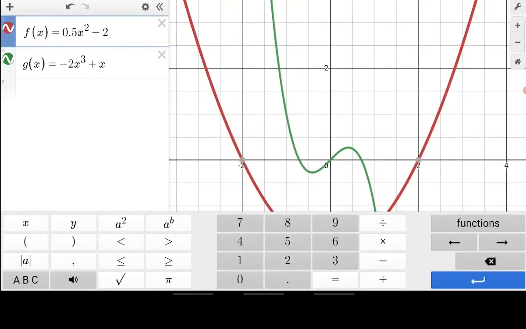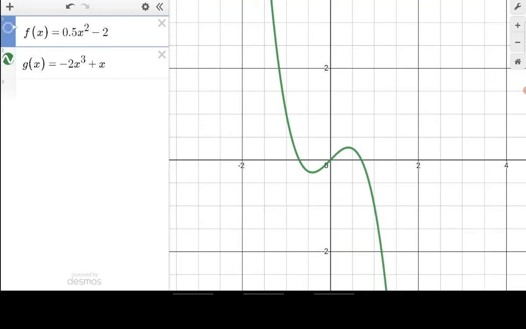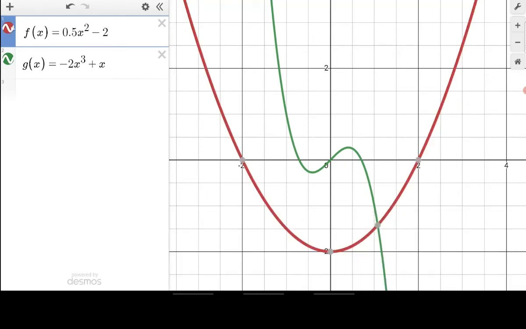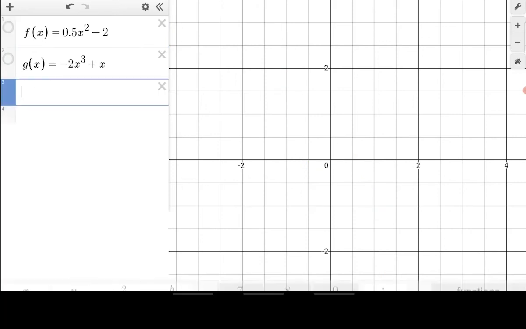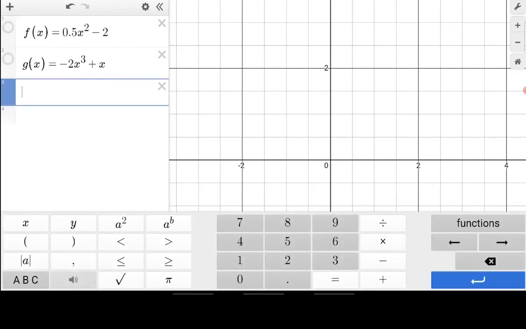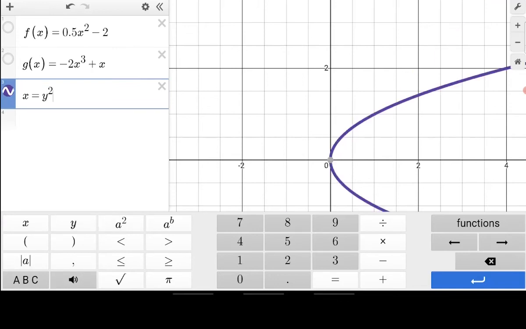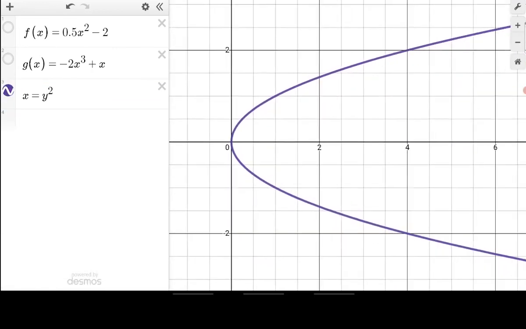It might be easier to see the functions on their own. If you do want to display or not display a function, you can just hit the colored icon on the left by their names and choose what you want to display. So the question is, what about that last one, x equals y squared? We can just type that in nicely, and this is what it looks like. And maybe we can even look at it here.